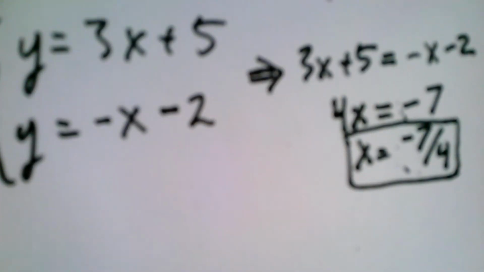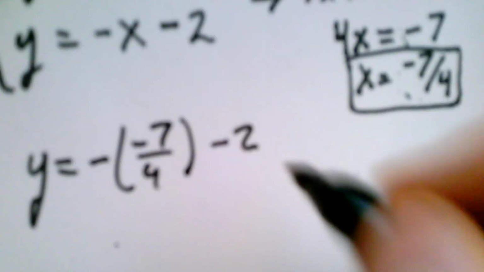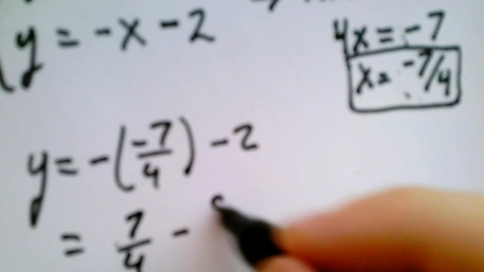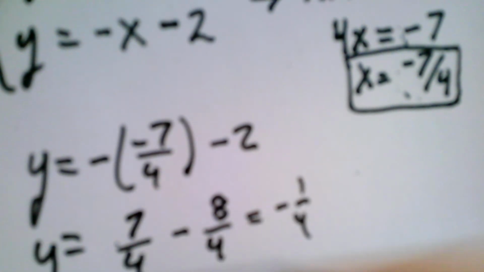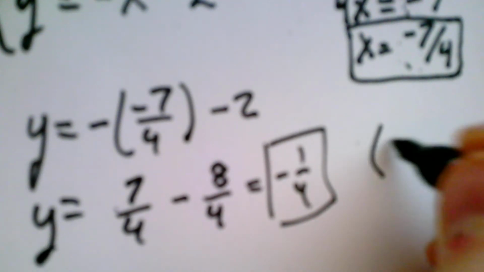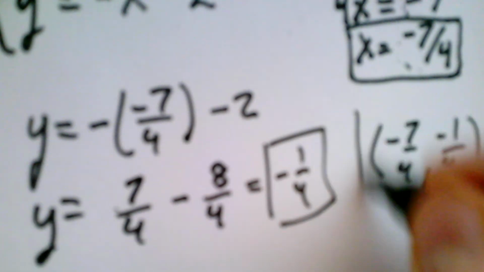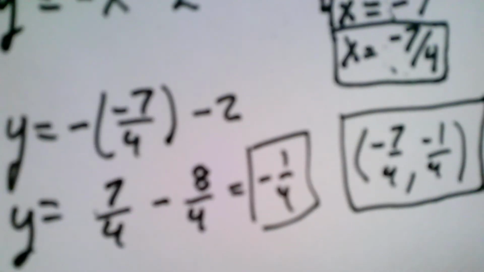So let's go y equals negative 7 over 4 minus 2, which is going to be equal to negative 7 over 4 minus 8 over 4, which equals negative 11 over 4. That is our y coordinate. So the point of intersection is equal to negative 7 over 4 comma negative 1 over 4. This is our point of intersection for our two lines.